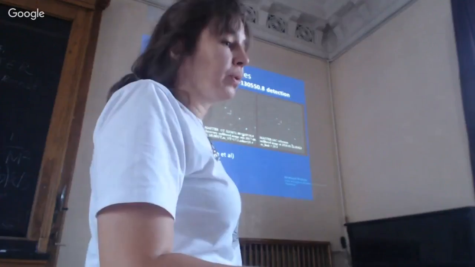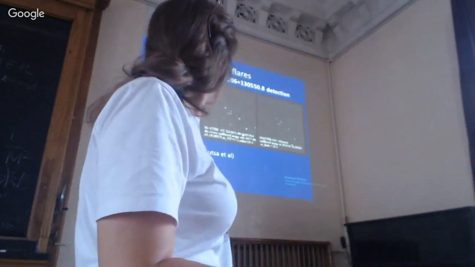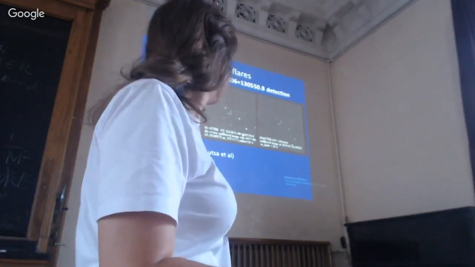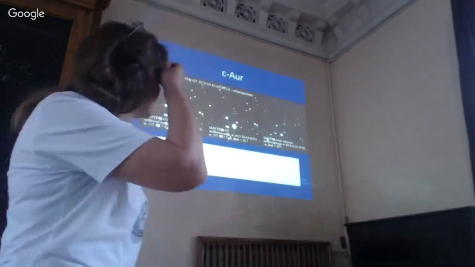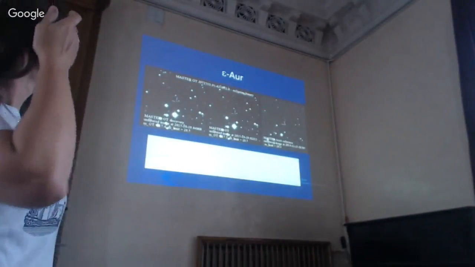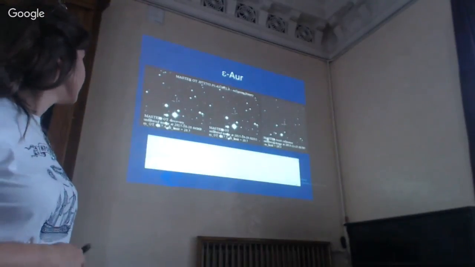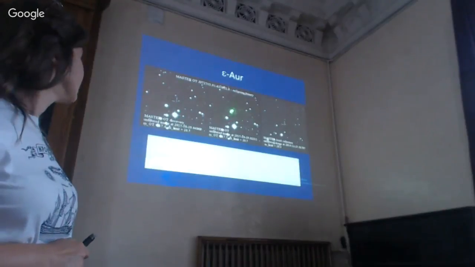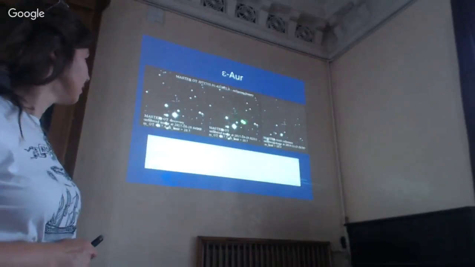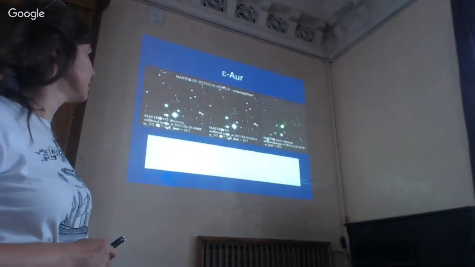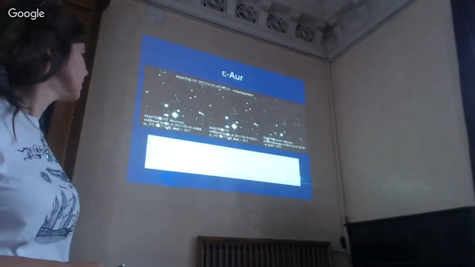This is an example of Kuznetsov's object. Every object is in the middle. This is one of the sources that is of the epsilon Aurigae type. There is its bright state. There is its faded state, and this is an archive image with the high state. This is the eclipsing.